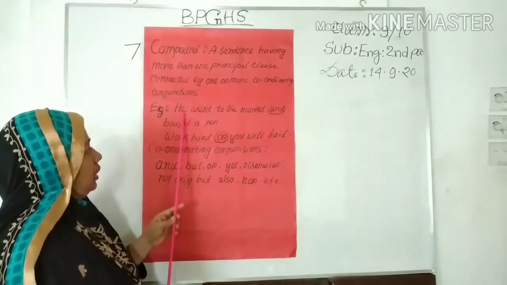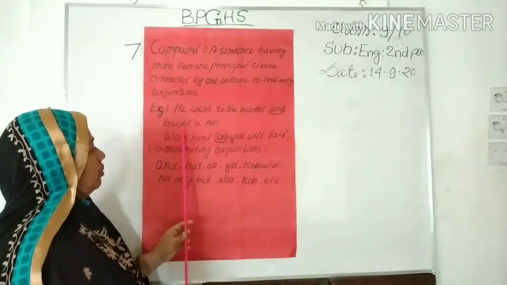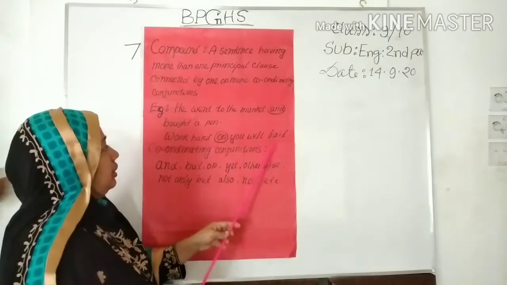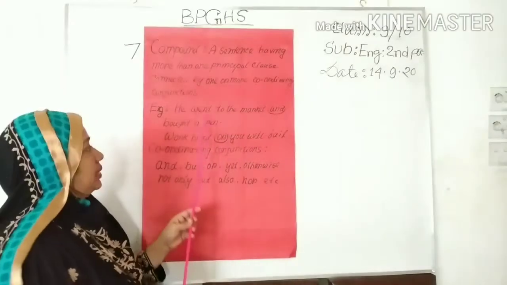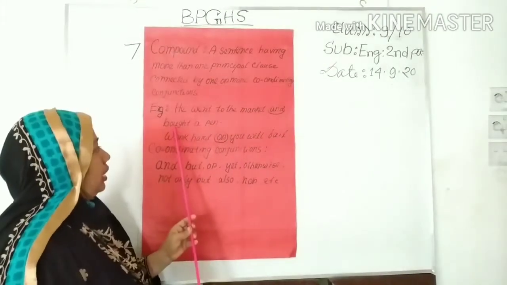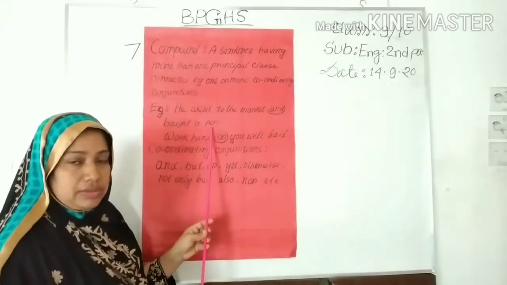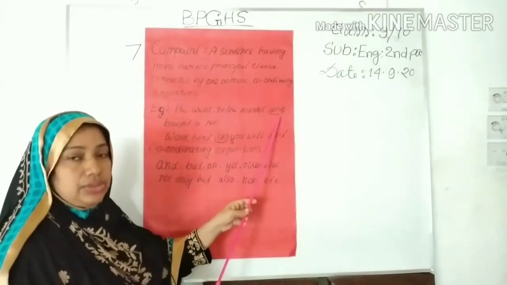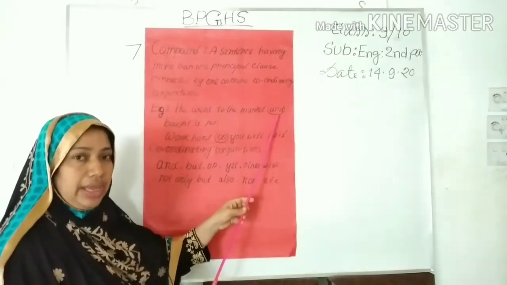Look at the example. He went to the market and bought a pen. Work hard or you will fail. There are two examples. He went to the market, it's a clause. He bought a pen, it's another clause. And these two clauses are connected with the coordinating conjunction and.